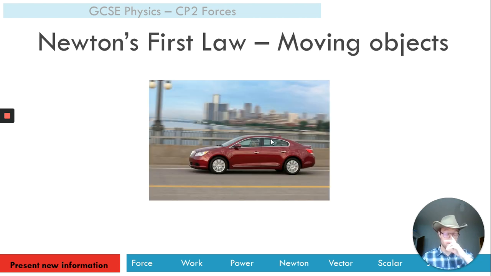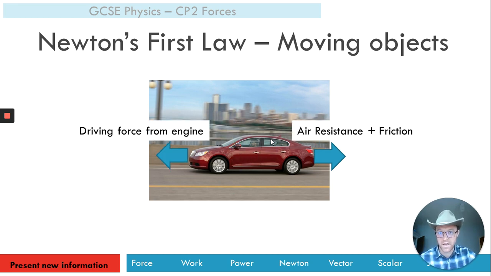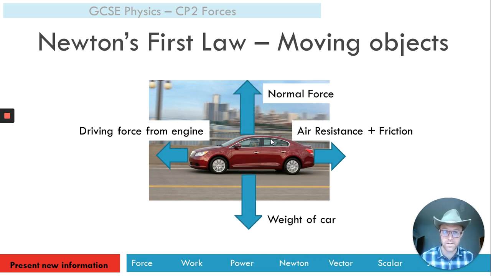Okay, now Newton's first law also deals with objects which are moving at a constant velocity. So here we've got a car on the motorway. It's driving at a constant speed, a constant velocity. Acting backwards, we're going to have air resistance and friction from the road. Acting forwards, we've got the driving force from the engine. Now look, those arrows are equal in size, but they're opposite in direction. They balance. We're going to have the weight of the car acting down, and unless the car is accelerating down into the road, then we'll have a normal force acting back up from the road.